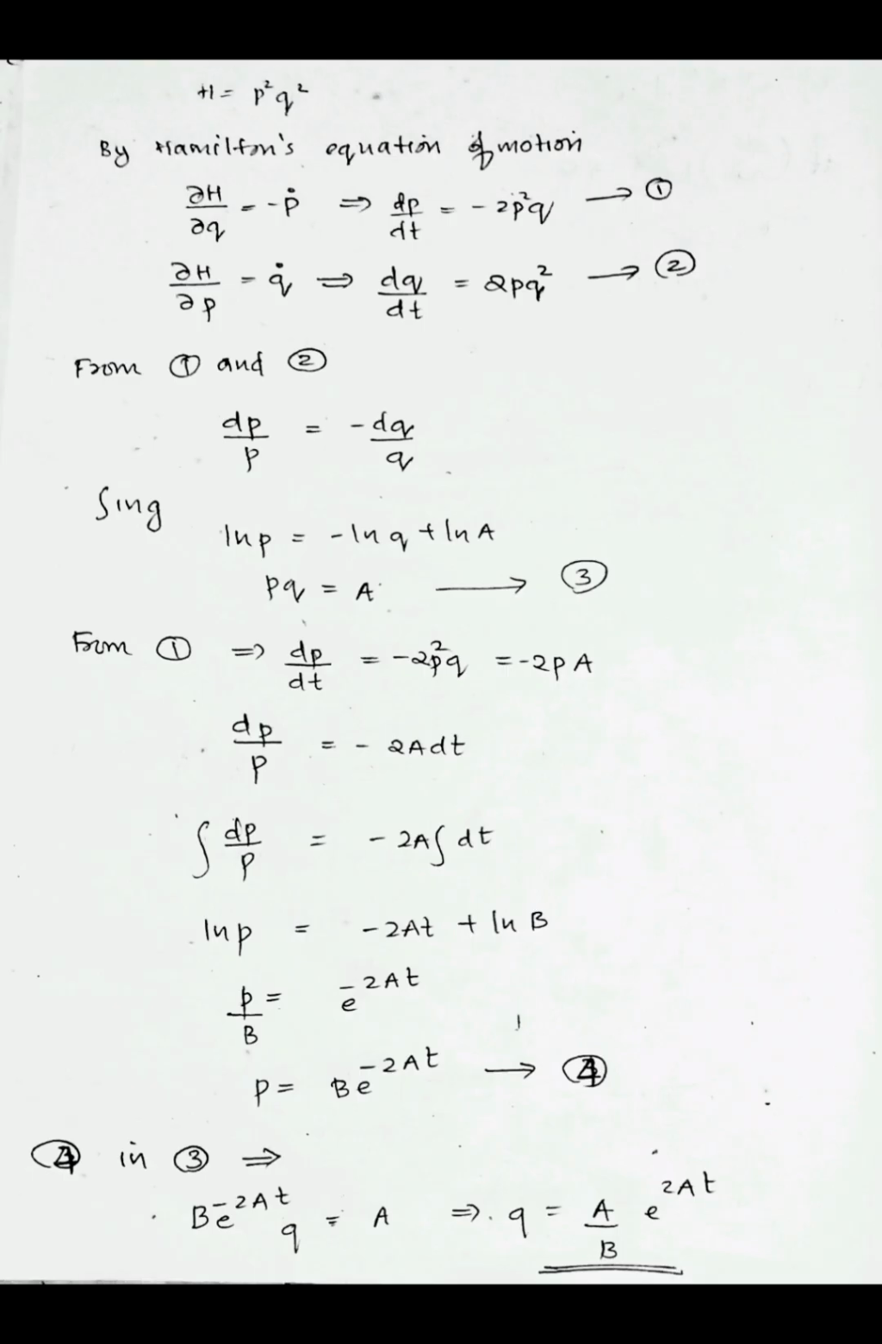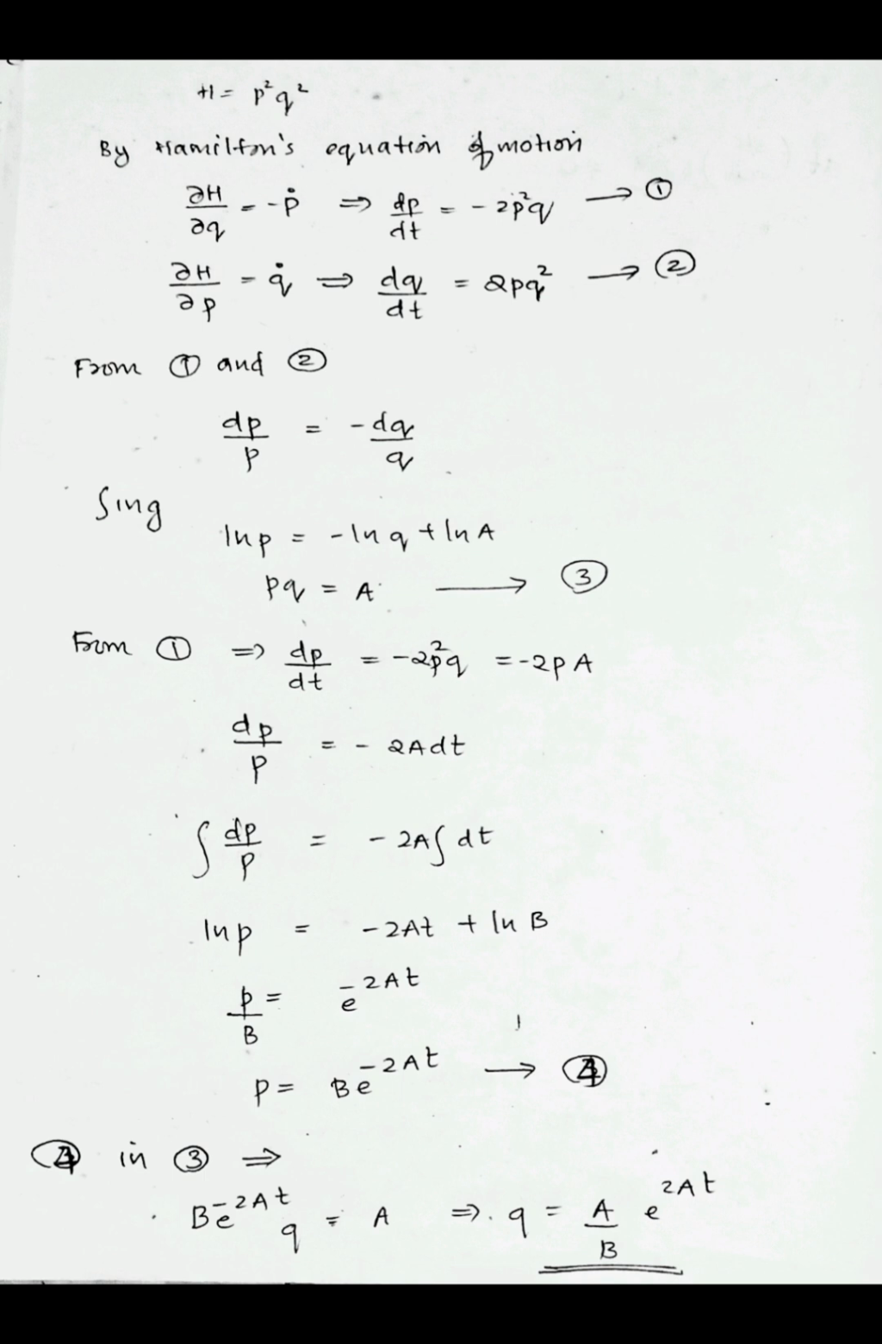So from equations 1 and 2, dp/p is equal to minus dq/q. Integrating, we can write ln p is equal to minus ln q plus ln a. That is pq is equal to a. This is equation number 3.